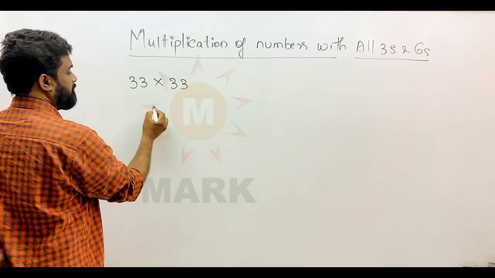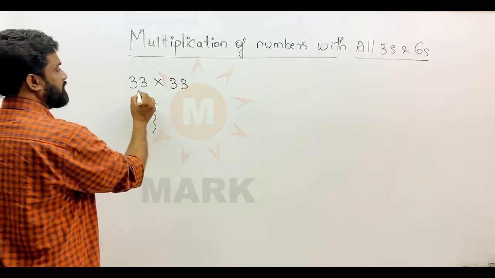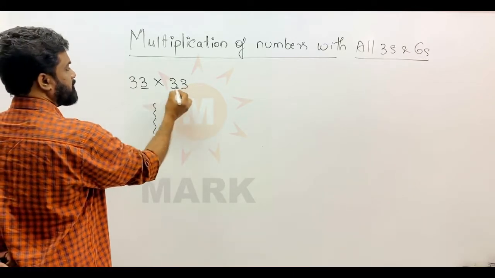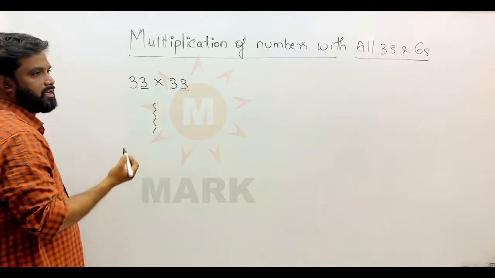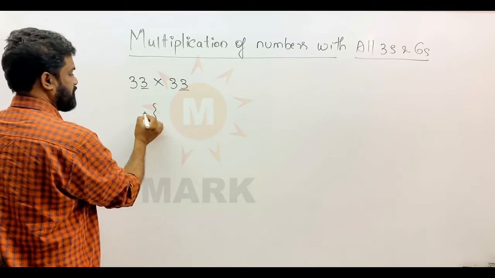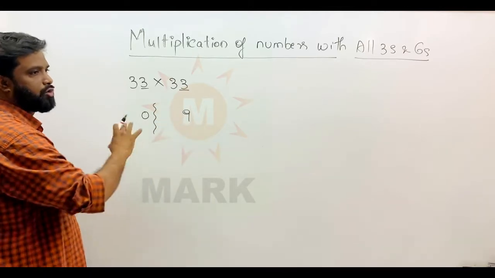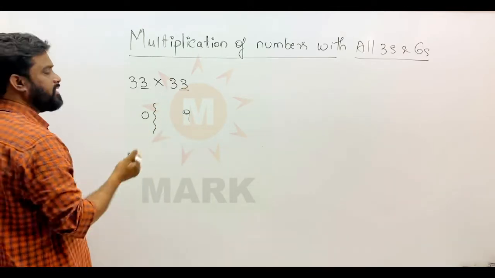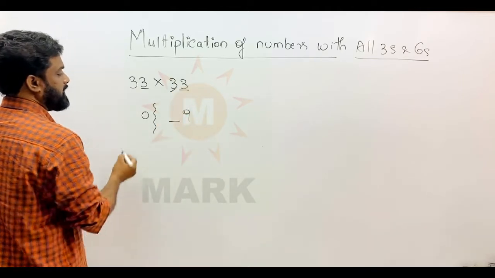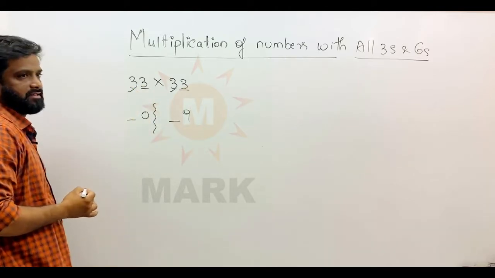So first we have to divide the answer into two parts, the right part and the left part. First we take the multiplication of the units place digits. 3 into 3 is 9, and 9 can be written as 0, 9. So I am writing 0 here and 9 here, occupying two places. On this side I have to write one slot because one number is pending, and on the other side also one number is pending.